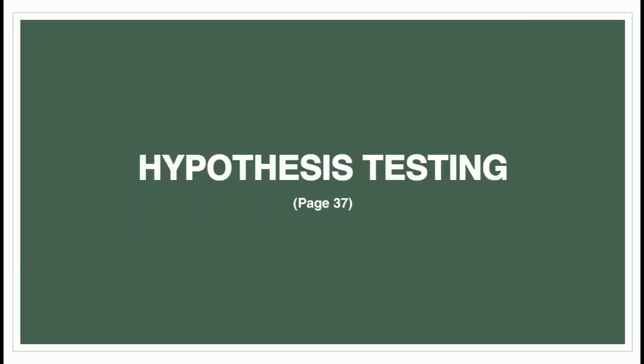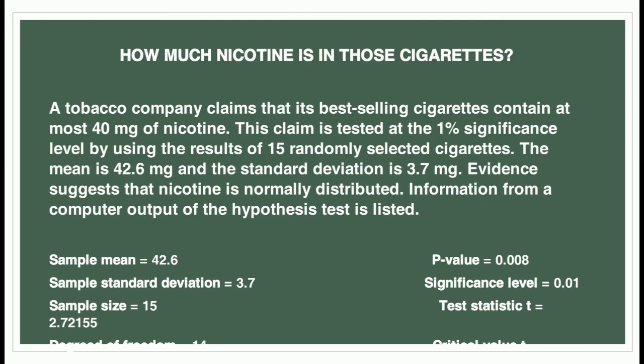For page 37, the problem is how much nicotine is in those cigarettes. A tobacco company claims that its best-selling cigarettes contain at most 40 mg of nicotine. This claim is tested at the 1% level of significance by using the results of 15 randomly selected cigarettes. The mean is 42.6 mg and the standard deviation is 3.7 mg. Evidence suggests that nicotine is normally distributed.